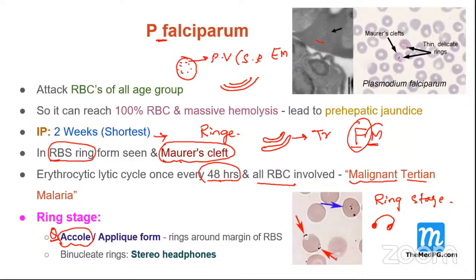This stereo headphone appearance, if it is seen within the RBC, then it is also a pathognomonic feature of what? Plasmodium falciparum. So what does this stereo headphone represent?